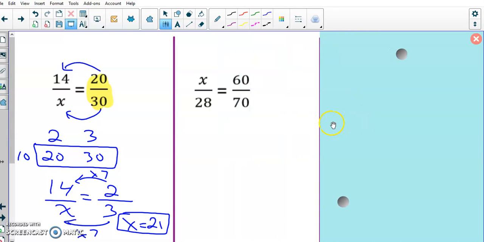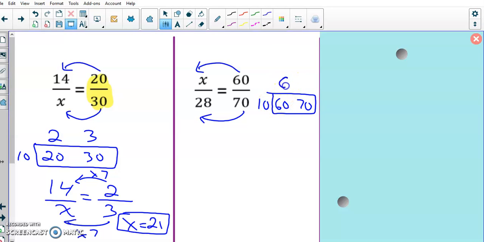Let's give this one a try. x to 28 equals 60 to 70. I'm going towards the left. I don't know how to get from 70 to 28, which means I need to simplify. So I'm going to put my 60 to 70 inside of my cake. They both end with 0, so again I can use 10.